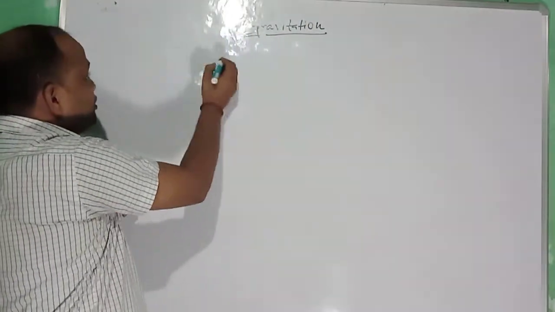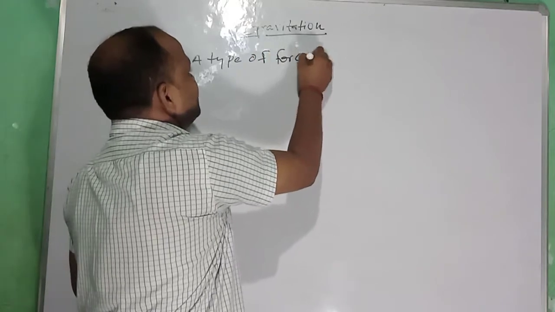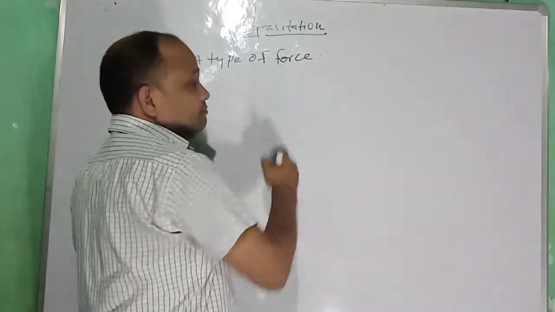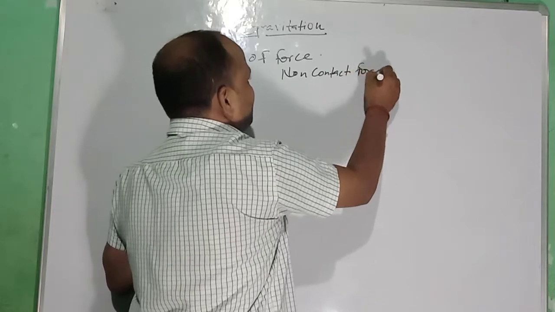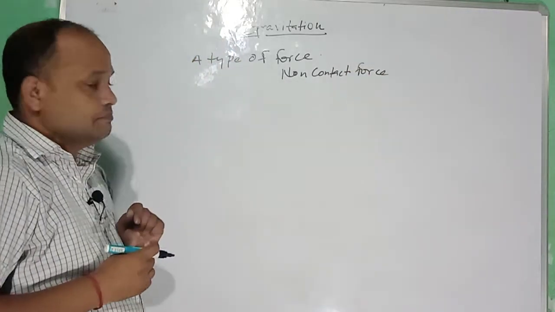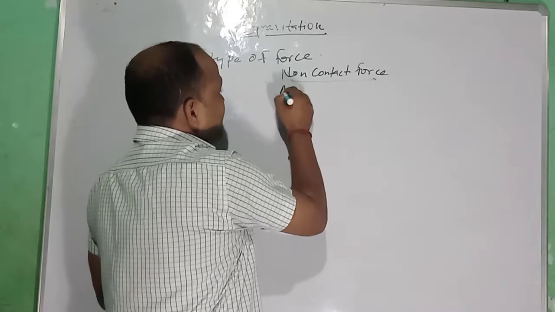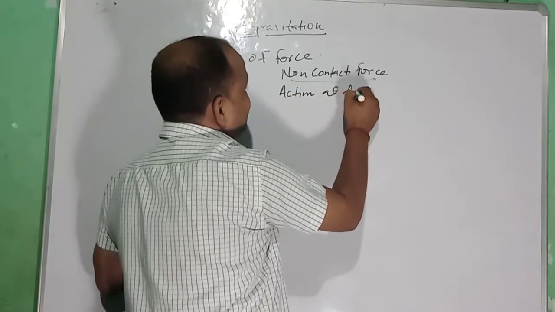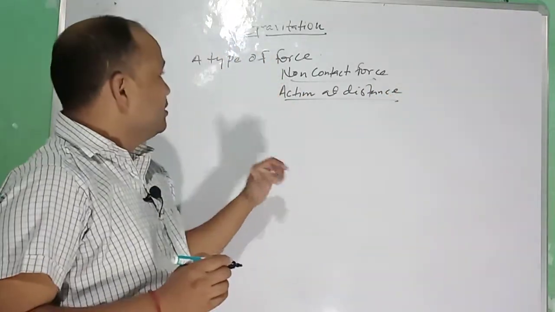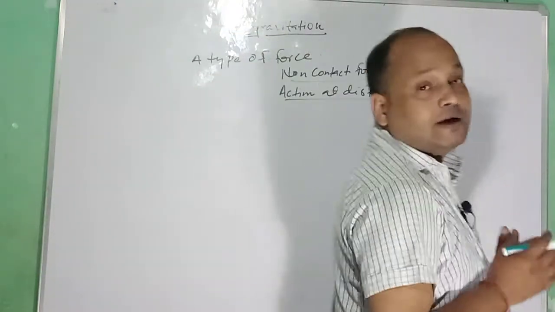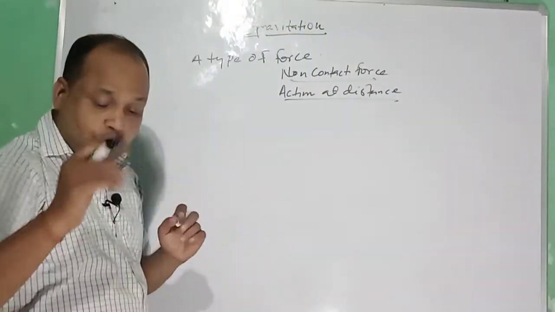Gravitation is a type of force. What type of force? Non-contact force. Non-contact force means you can say action at distance. Yes, action at distance force. But still it is not clear what is gravitation. It is a force which exists between two bodies.